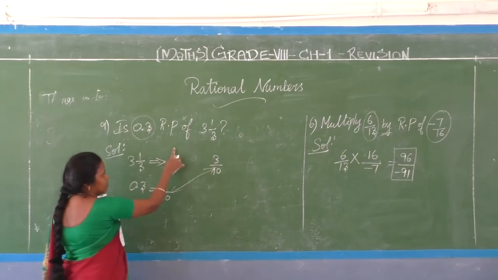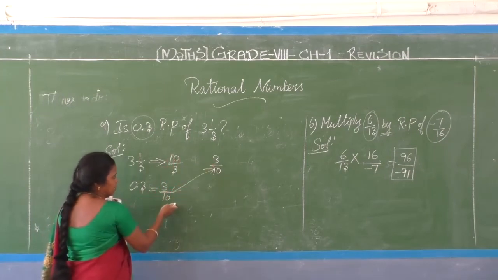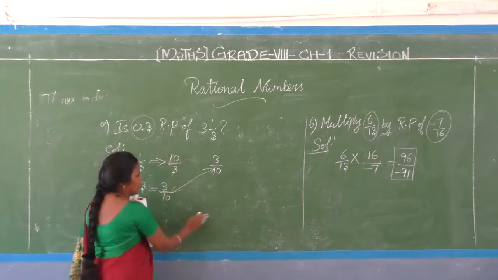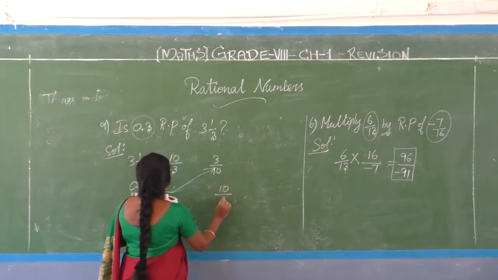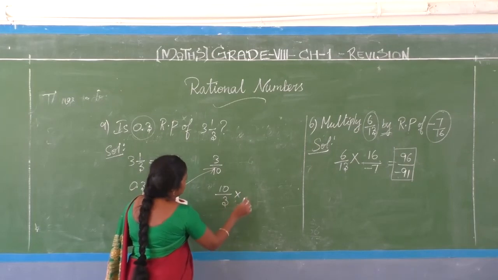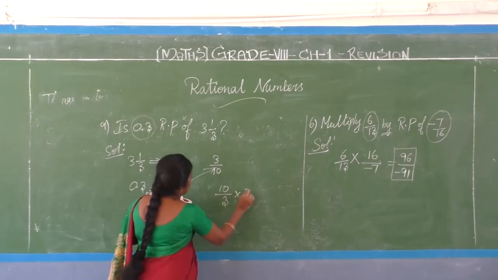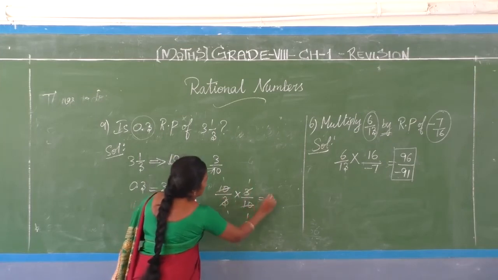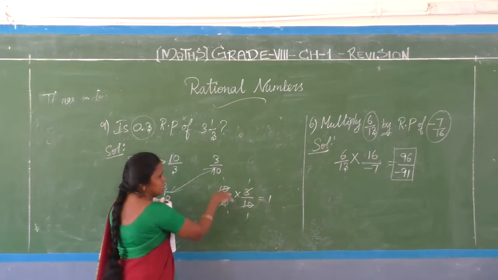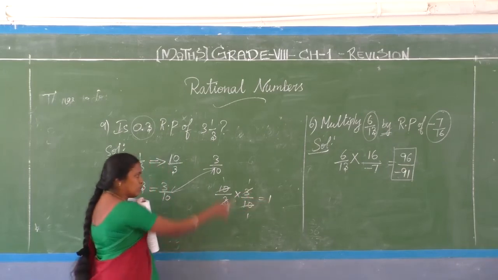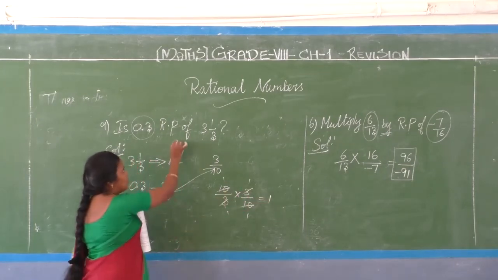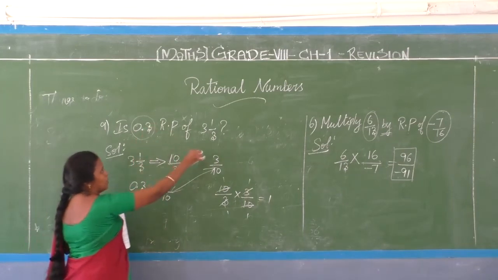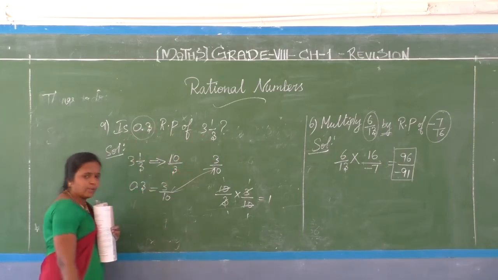If you take this 10 by 3, the reciprocal is 3 by 10 only, so both are equal. Otherwise, reciprocal concept wise you can go. See, 10 by 3, that reciprocal is 0.3 means 3 by 10. If you simplify, our answer is 1. Product of any rational by its reciprocal is always 1. So the condition is satisfied. So we can tell here, yes, 0.3 is the reciprocal of the given mixed fraction 3 1 by 3.